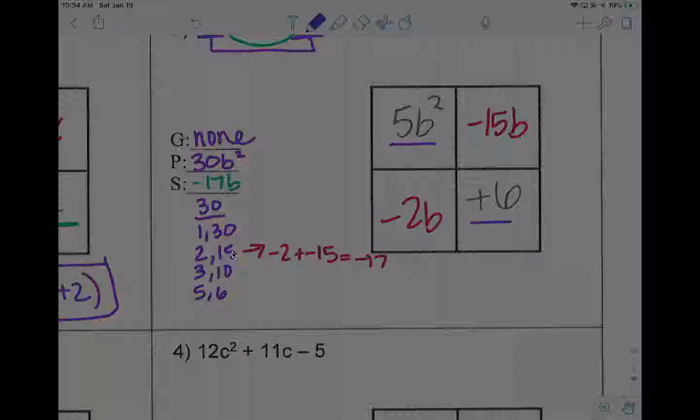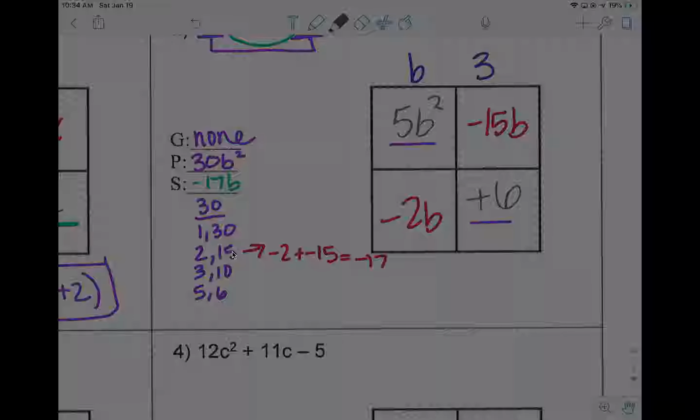From here, we factor out our GCFs again. So something that is in both of these, 5 and negative 2, they don't share any numbers, but they do share a b. Then I go vertically this way. Negative 15b and 6 share a 3. They do not share a 6. And then for signs, wherever you're writing the number, you follow whatever is closest to the outside.